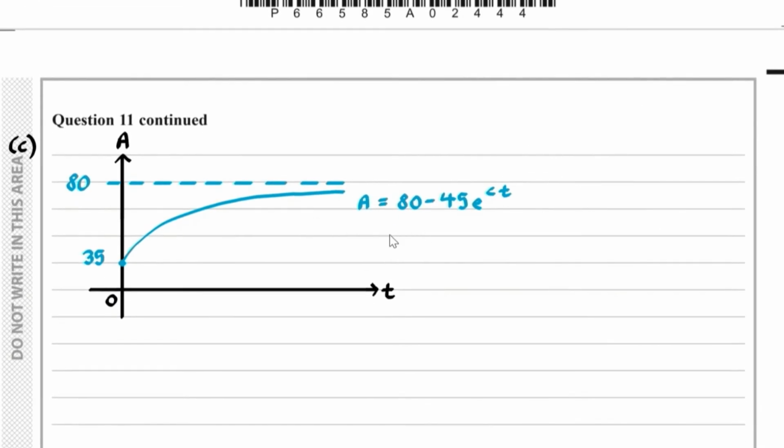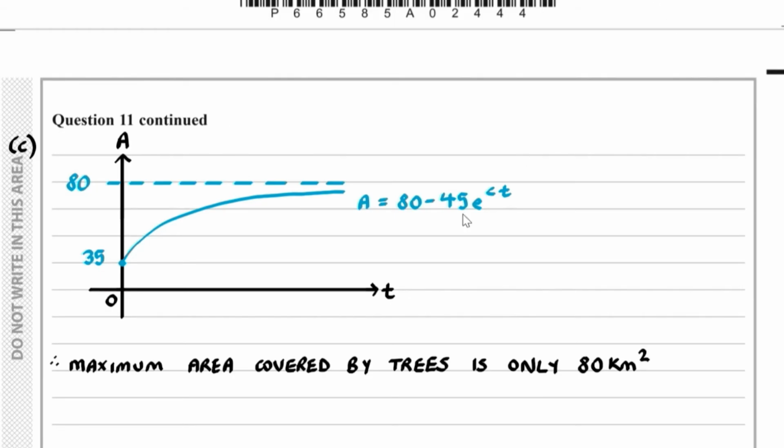Here is a sketch of the graph of A against t. We have an asymptote, of course, a horizontal asymptote at A equals 80. We've got the initial area 35, we calculated that before. And so what we can conclude then is the maximum area covered by trees is only 80 kilometers squared.